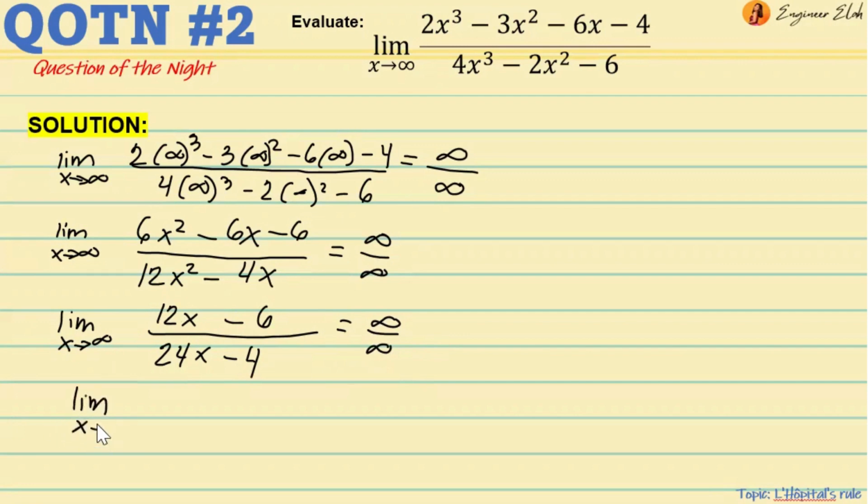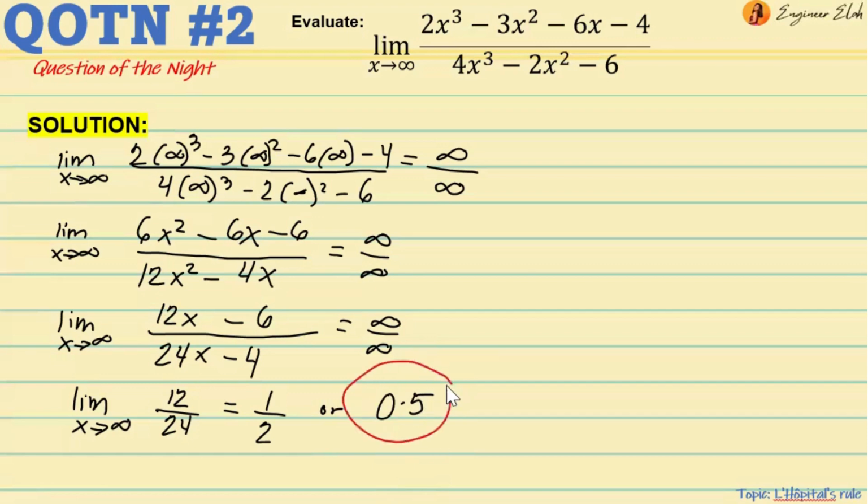So that will be 12, no, over the derivative of 24x is 24. Alright? So, since wala ka ng variable dito, you cannot substitute this. And this is actually the final answer. So, 12 over 24 will be equal to 1/2, or in decimal, that will be 0.5. Alright? So, 0.5 is our final answer. Okay? So, ganun lang siya.